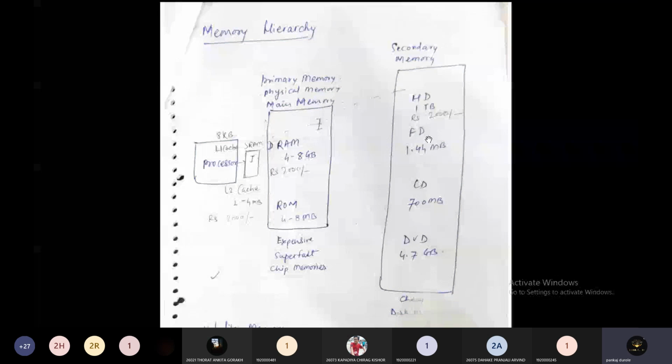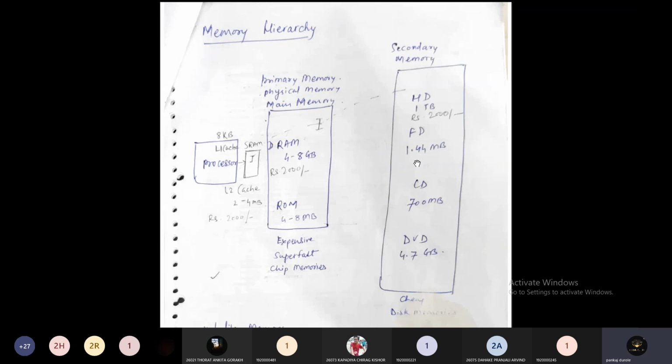Floppy disk, right? The floppy disks are of size approximately around 1.44 megabytes. They are considered as a part of secondary memory. Then it comes to compact disk, right? These are optical disks. Hard disk is a magnetic disk. Compact disks are of size around 700 MB.